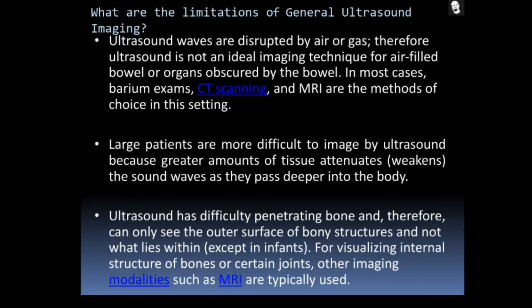What are the limitations for the general ultrasound machine? Ultrasound waves are disturbed by air or gases. Therefore, ultrasound is not an ideal imaging technology for an air-filled bowel or an organ obscured by the bowel. In most cases, barium exams, CT scanner and MRI scanner are the methods of choice in this particular setting.